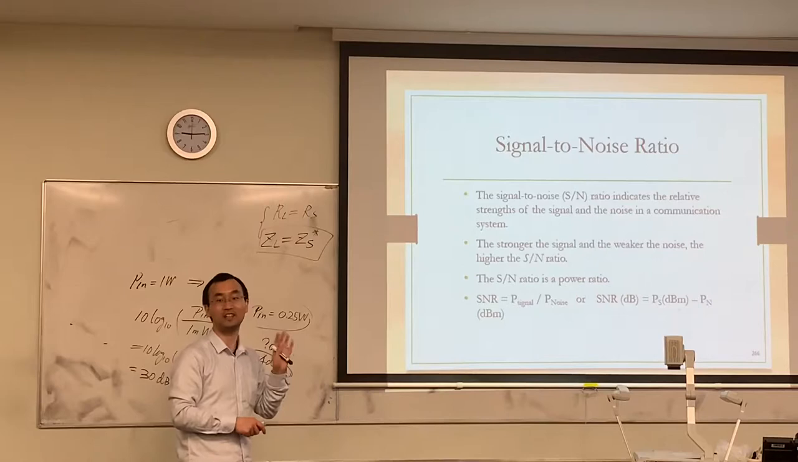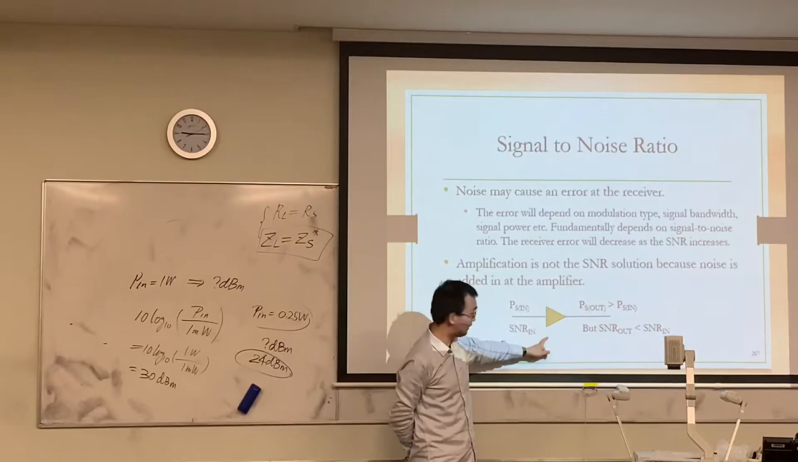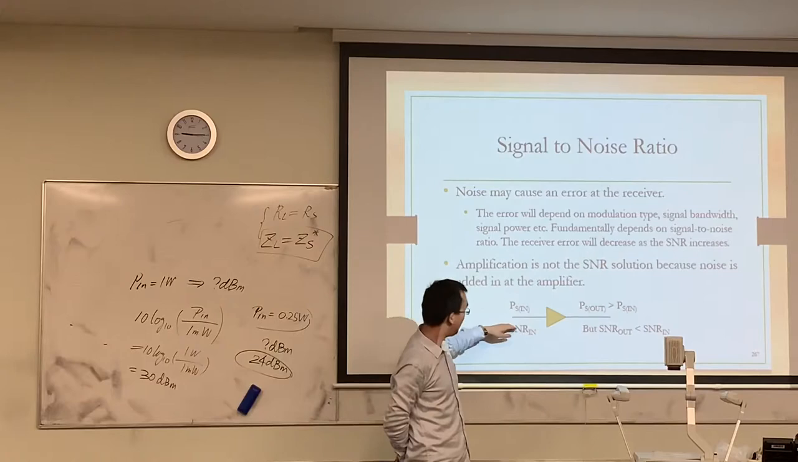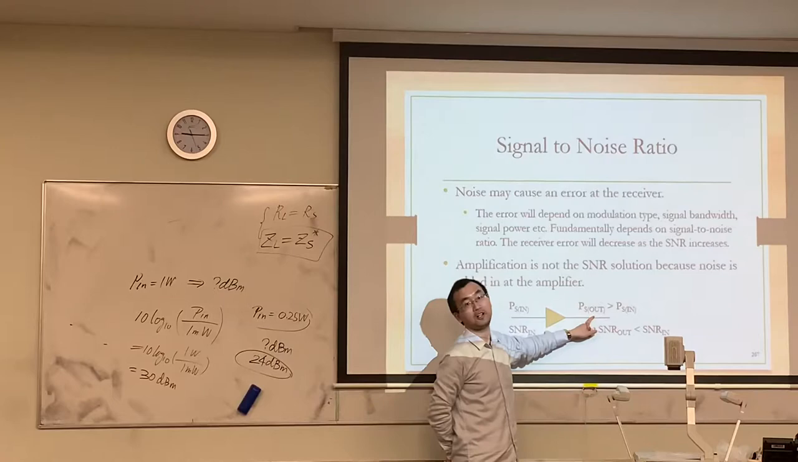Okay, next one. This is a very interesting effect due to noise. For example, consider a power amplifier. Before the signal goes into the amplifier, you've got the input power and the corresponding signal to noise ratio. After you go through the power amplifier, of course your output power will be higher than the input power.